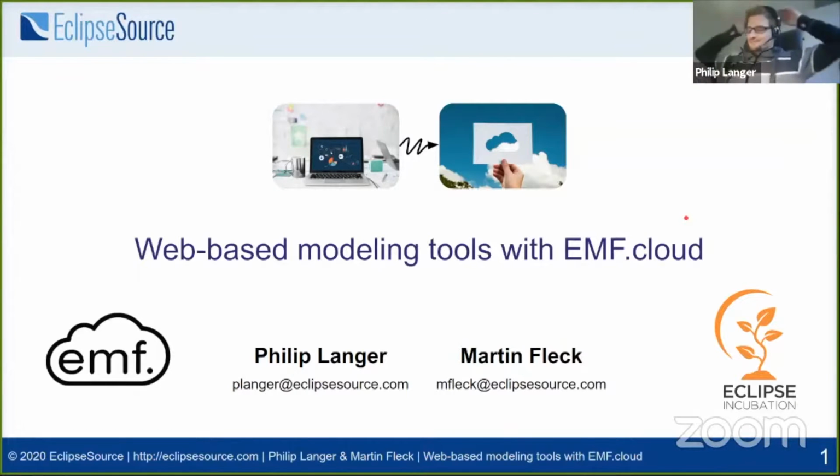All right. Hi, everyone. My name is Philipp Langer. I work with Eclipse Source in Vienna, Austria. Eclipse Source is a service and technology provider for open source technologies in the Eclipse ecosystem. I myself am mostly specialized on web-based domain-specific modeling tools, and also on building domain-specific graphical models. And that's what I want to focus on today.